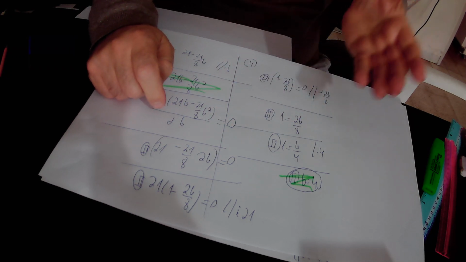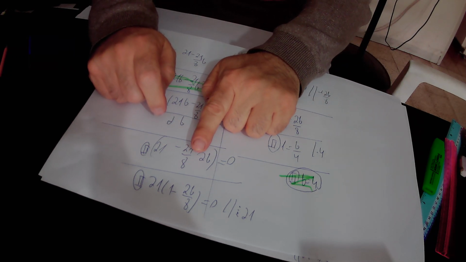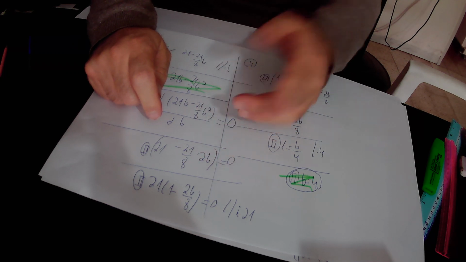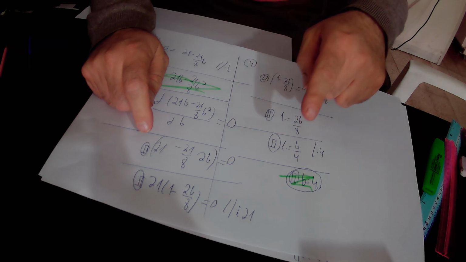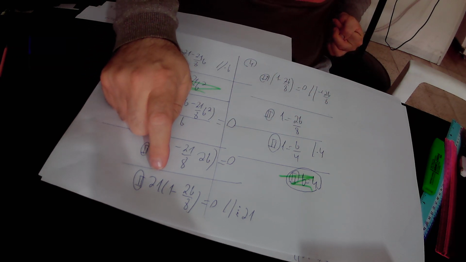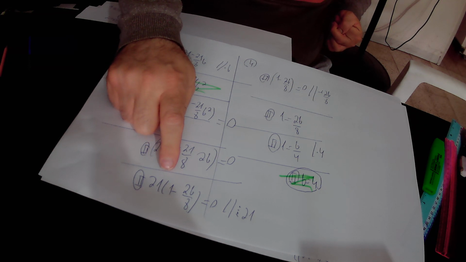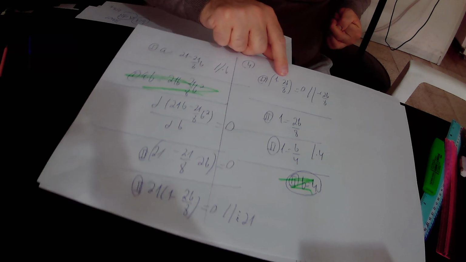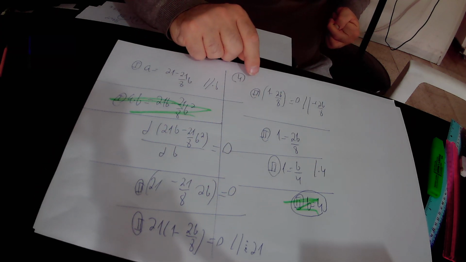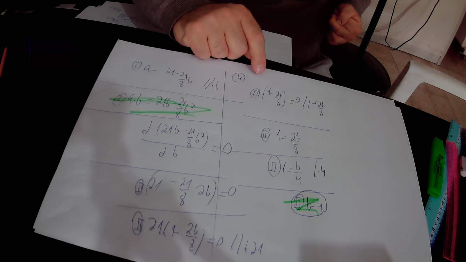So actually according to equation 2 we found out that 21 times (1 minus 2b over 8) equals 0. Here we divided this equation 2 by 21. Here 21 over 21 is 1, so 21 gets cancelled and we are left only with this side of the equation, 1 minus 2b over 8. Here 0 over 21 is 0. So in conclusion, according to this equation 2, we found out that 1 minus 2b over 8 equals 0.